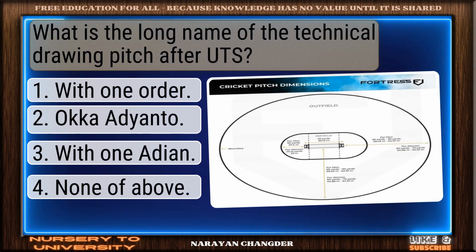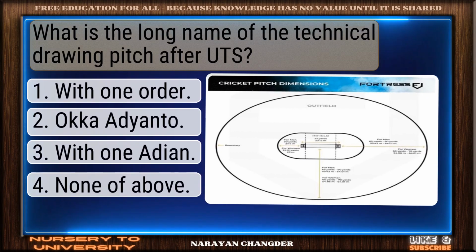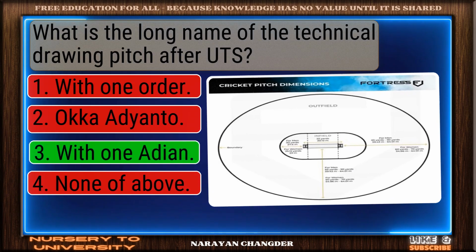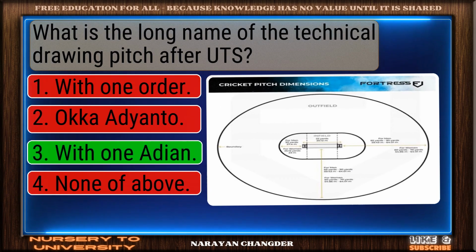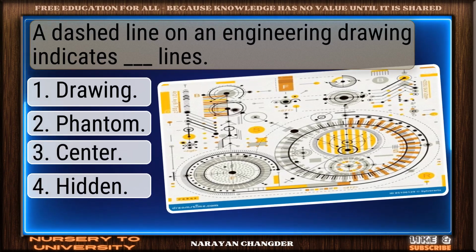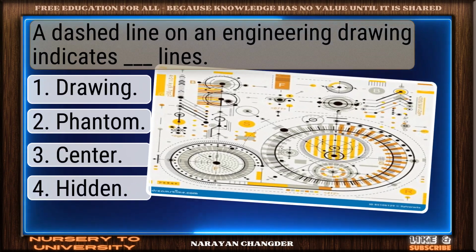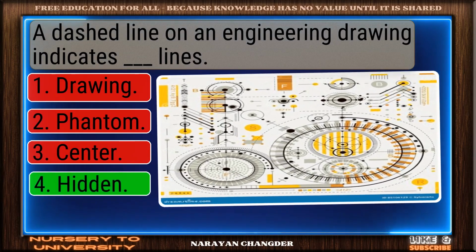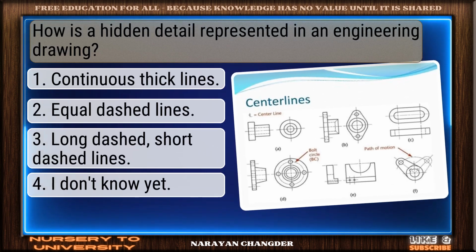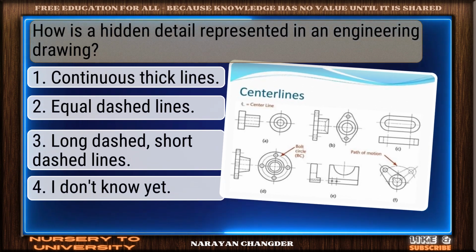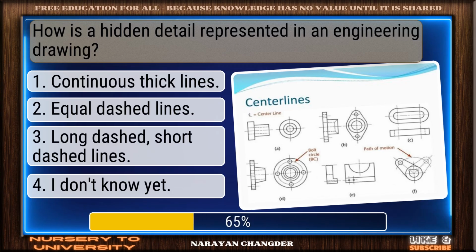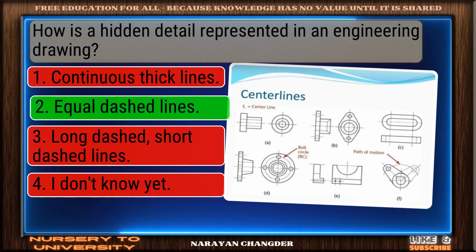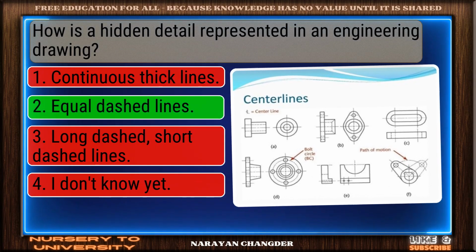What is the long name of the technical drawing pitch after UTS? Nice work. You chose one radian, and it is correct. A dashed line on an engineering drawing indicates dash lines. Good job. Your answer hidden works well here. How is a hidden detail represented in an engineering drawing? Nice selection. Equal dashed lines is the correct and valid answer.